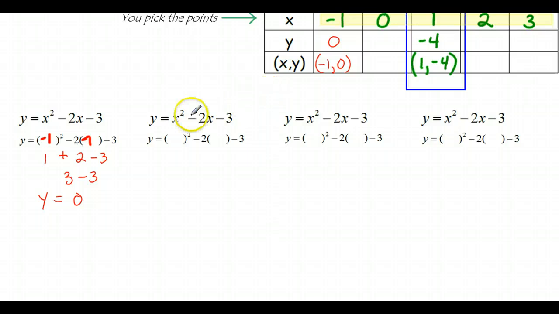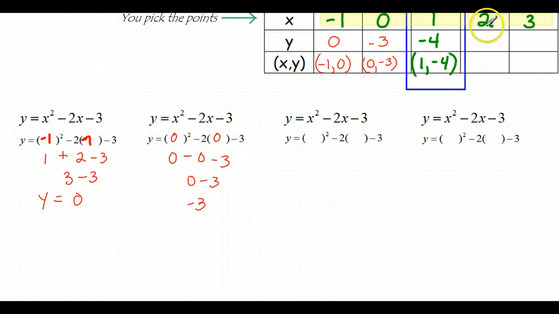Alright, let's plug in the second value, which is 0. 0 squared is 0. 2 times 0 is 0, minus 3. 0 minus 3 is negative 3. So when we plugged in 0, we got negative 3. So our ordered pair here is 0, negative 3. Now I'm going to plug in 2. 2 squared is 4, minus 2 times 2, which is 4, minus 3. 4 minus 4 is 0. Minus 3 is negative 3. So when we plugged in 2, we got negative 3. So our ordered pair is 2, negative 3.